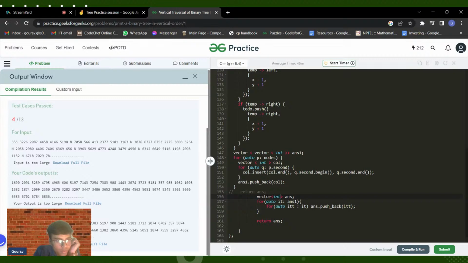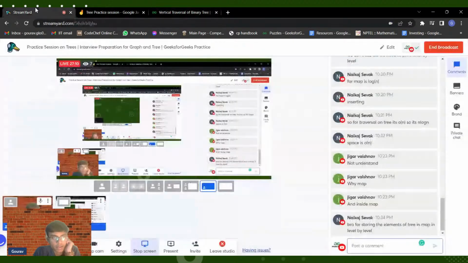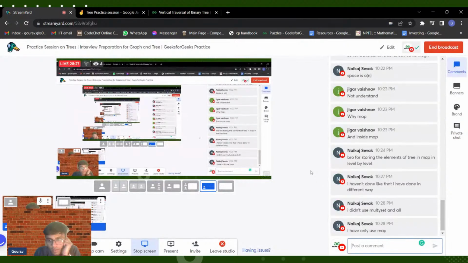So there is a small error in this, and can anyone tell me what is the error here? Yeah, Naika, you're saying that you did not use multi-set and all.